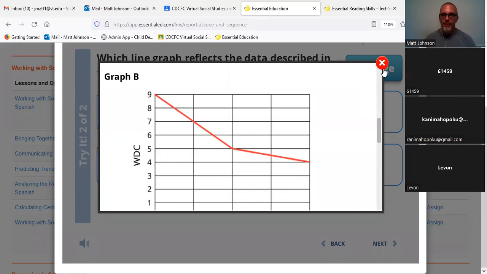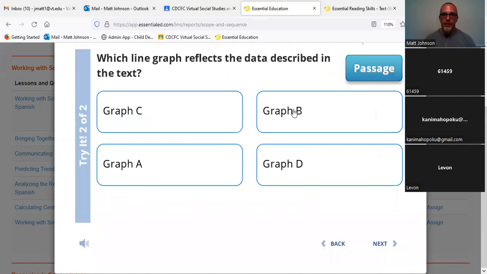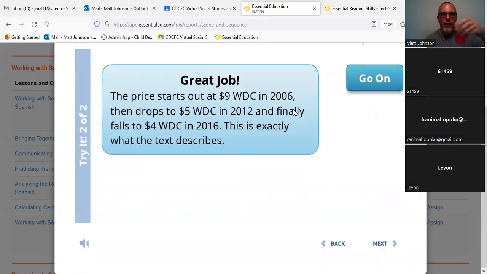So graph B, let's take a look. Great job. The price starts out at $9 WDC in 2006, then drops to $5 WDC in 2012, and finally falls to $4 WDC in 2016. This is exactly what the text describes. And if you're working on this on quizzes or something like that, you could try to chart it. You might want to make some notes and things.